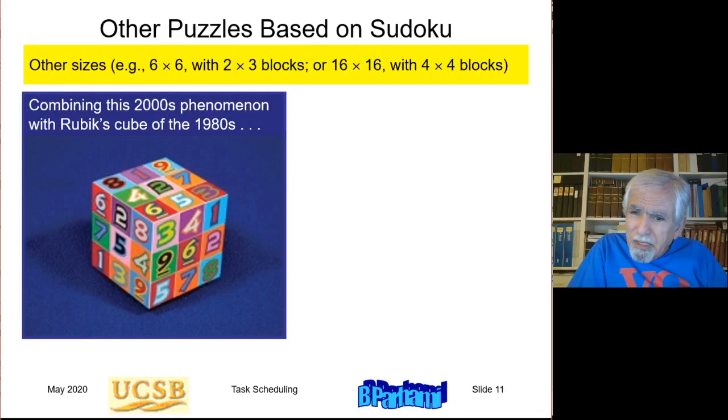And this one is a combination of Sudoku with Rubik's Cube. So you have to turn the faces of this cube so that distinct numbers 1 through 9 appear on all the faces.